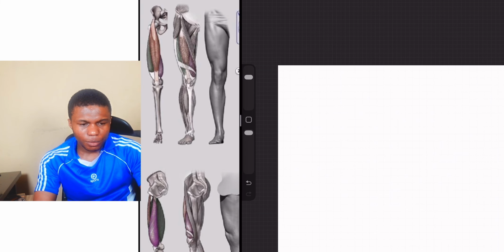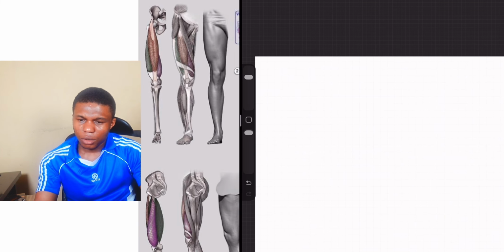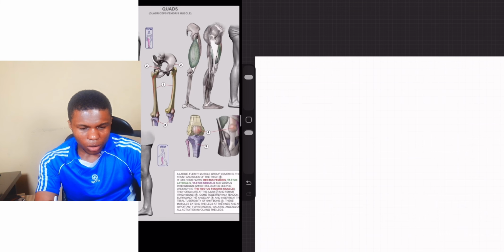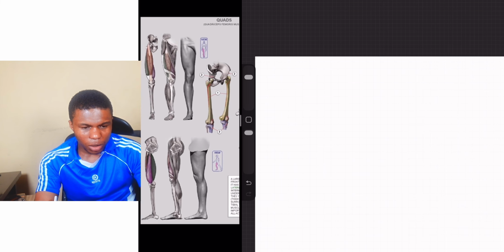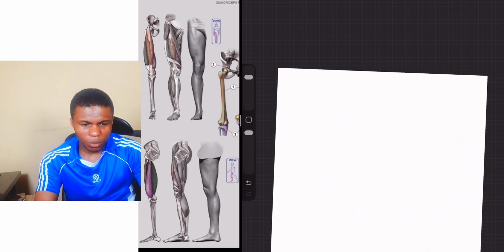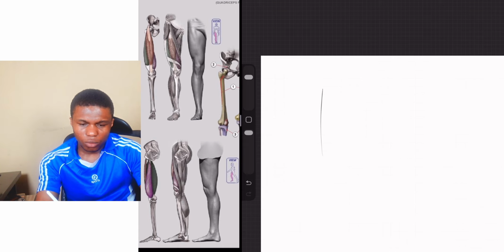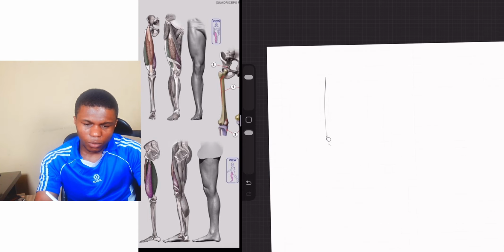So, yeah, this is what I do. This material is very, very useful. A simple, quick explanation like this of the insertion and origin of the muscle. You can do this if you want, or you cannot do this. But this is sort of what I do to help with my understanding of the muscle.